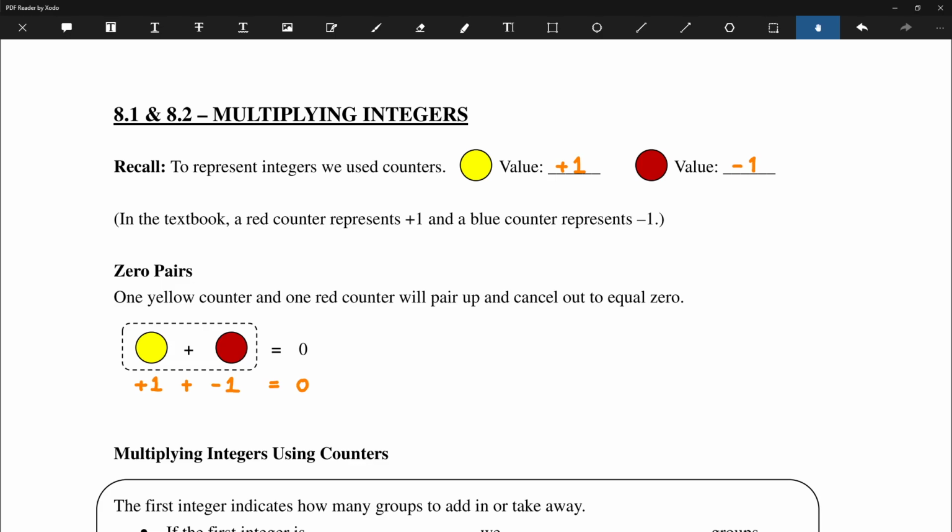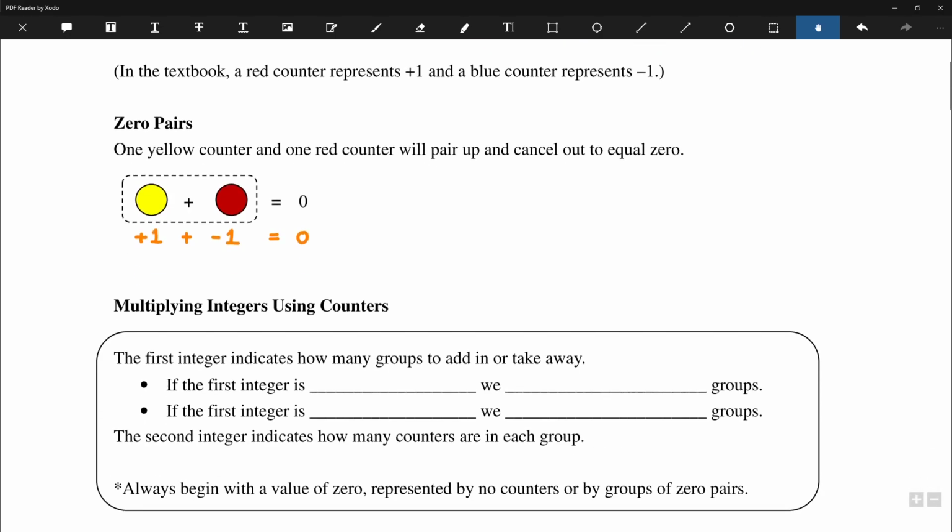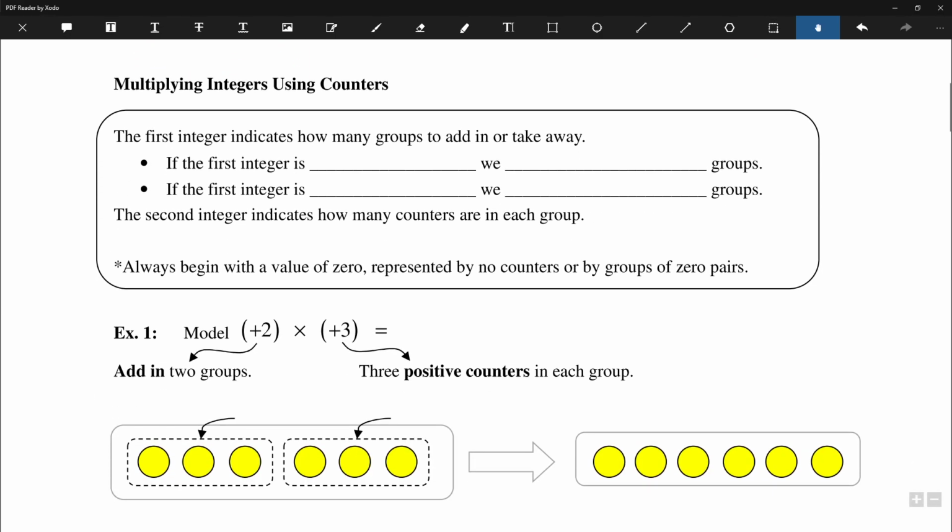So we'll begin by multiplying integers using counters. The first integer indicates how many groups to add in or take away. So if the first integer is positive, then we add in that many groups. If it is negative, then we take away that many groups.